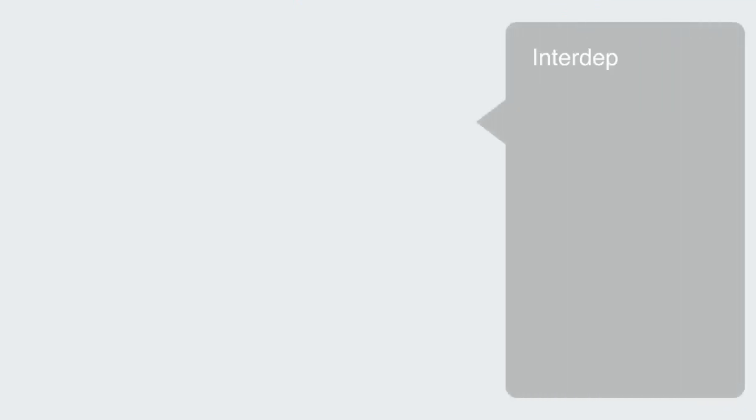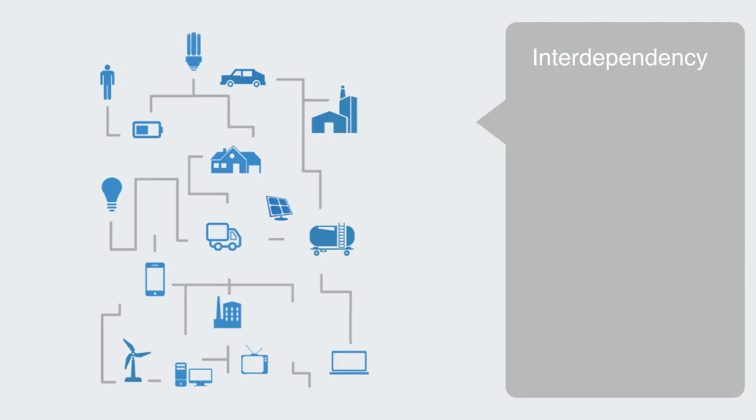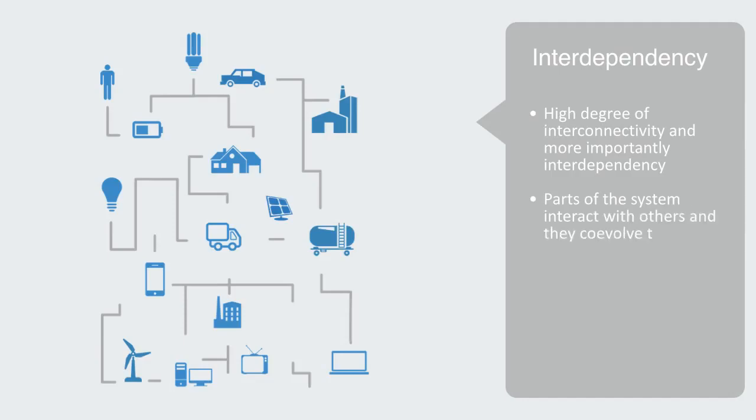Path dependency is particularly acute in complex systems because of their high degree of connectivity and, more importantly, interdependency. Things don't happen in isolation. During the system's development, parts of the system interact with others and they co-evolve to become interdependent.